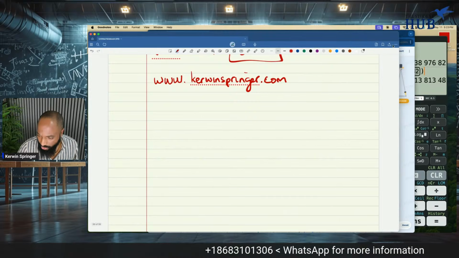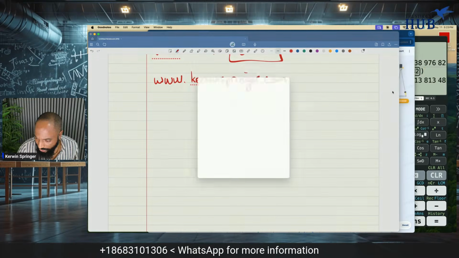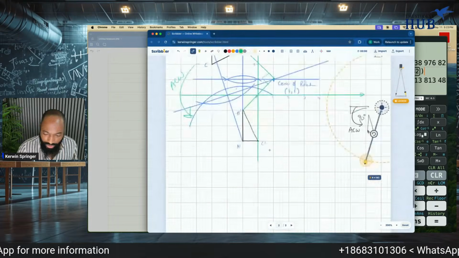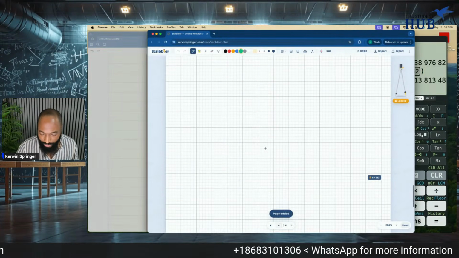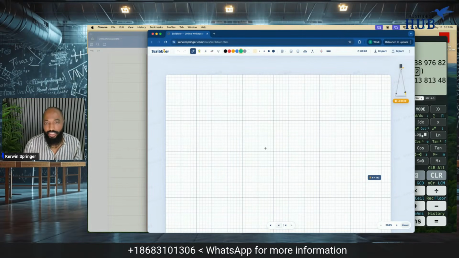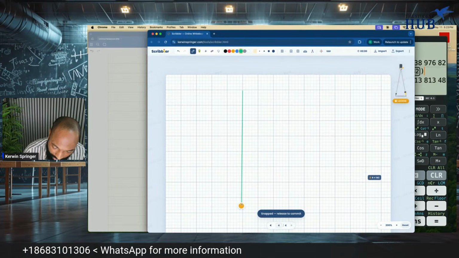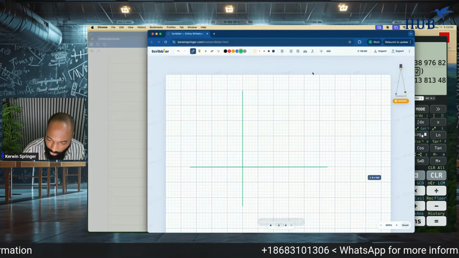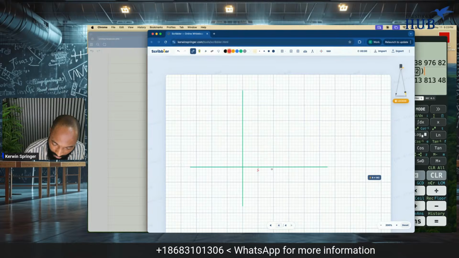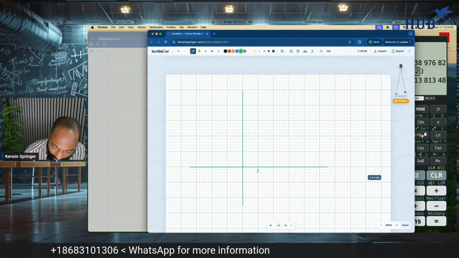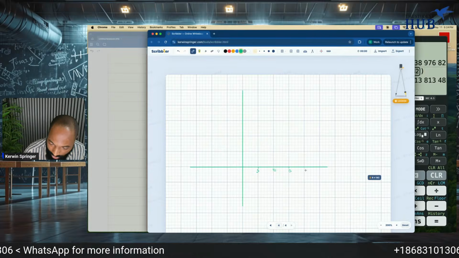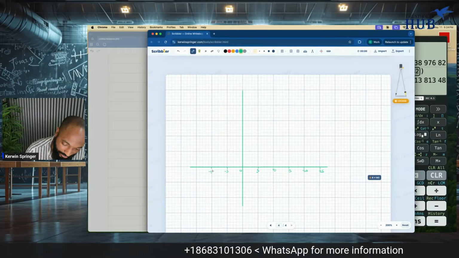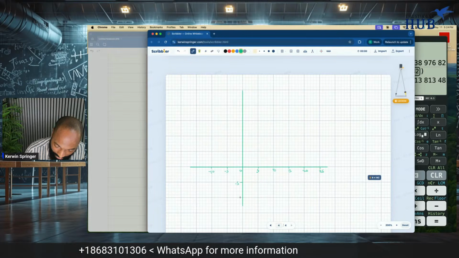Let me just use this drawing thing. Let's say I have this, and I have my line. Let's say each one is 5, 10, 15, 20, 25, 5, 10, 15, 20, 25. Of course, this will be 0, and it'll be -5, -10, -5, -10.